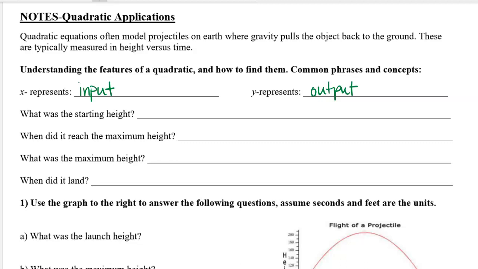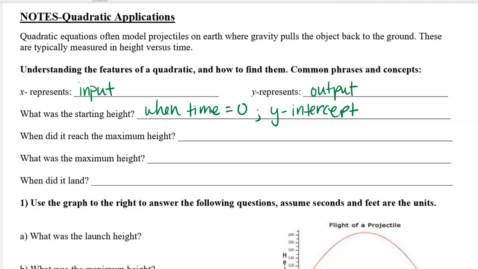What was the starting height? Okay, so think about this. This is sort of a normal question in a quadratic application. What was the starting height? What do you think that means in plain English? Yeah, the starting height, students, is when time equals what? 0. Time is usually input. Input is X. X is 0. Then Zoe is right. This is going to look for the Y intercept. Okay.